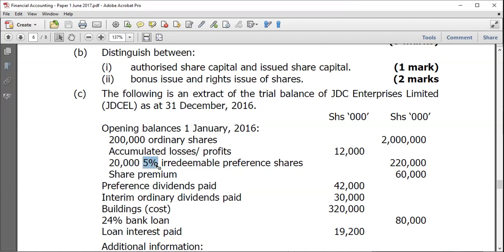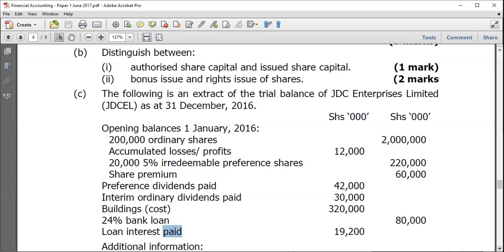A 5% return on these shares, okay? Share premium already indicated that. Then preference dividends, we have, of course, like I said, these ones are paid even if you don't make a profit. Then we have interim ordinary dividends that were paid. We have a building cost, we have the bank loan, we have loan interest paid.